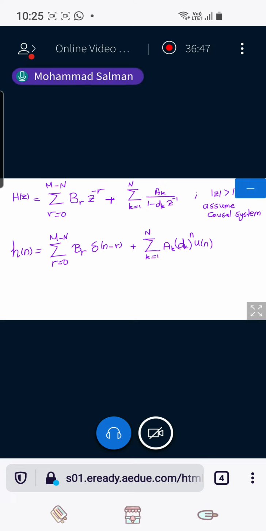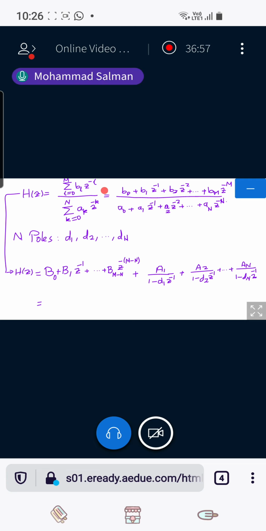Do you have any questions so far? Okay, now look, let's go back to this equation. What if the degree of the denominator is greater than the degree of the numerator? In that case, this part does not exist, right? If the degree of the numerator is less, there is no part here. This one we don't have.